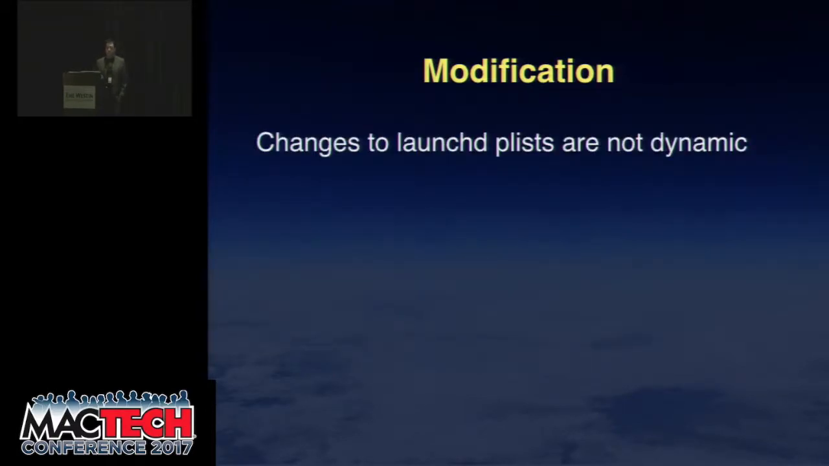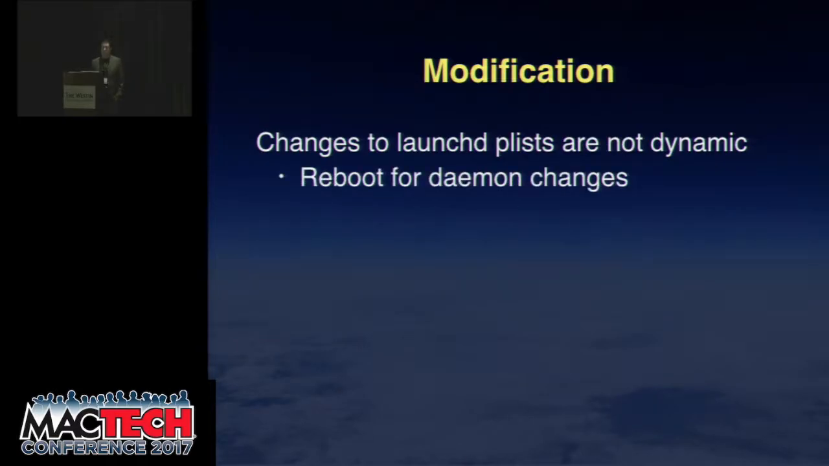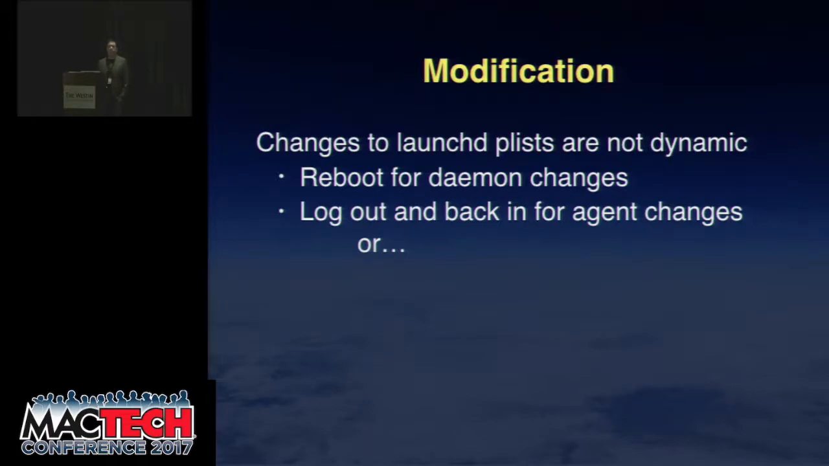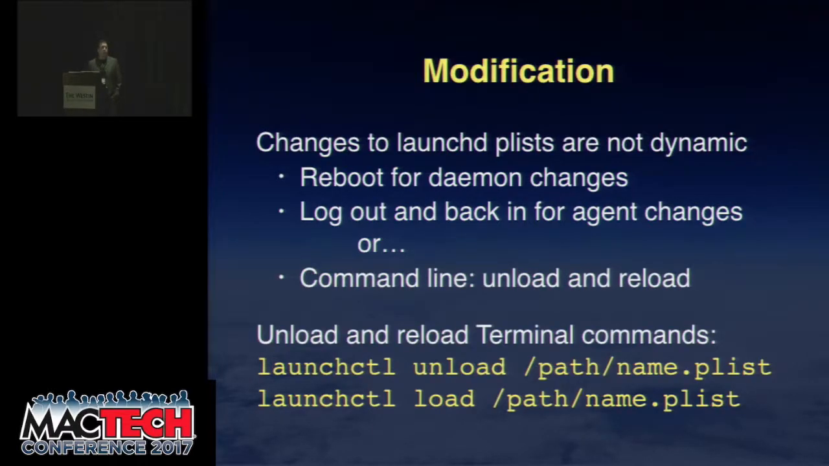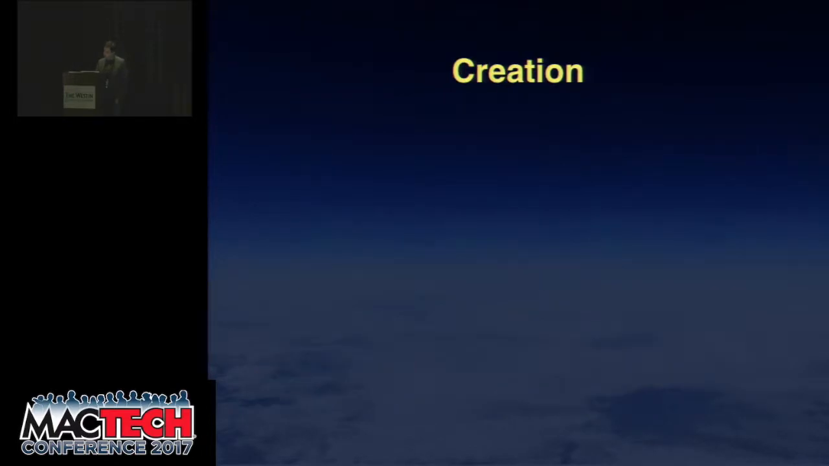So changes to LaunchD plist files are not dynamic. If you make a change to a daemon, you need to reboot, or if you make a change to an agent, you need to log out and log back in, or you can use the command line to unload and load the agent or daemon. So you could do launchctl load or launchctl unload. When I'm troubleshooting stuff and I pull these out, I just reboot personally. But if you're doing stuff on the fly and you're trying to do it as quickly as possible, you can use the terminal commands.